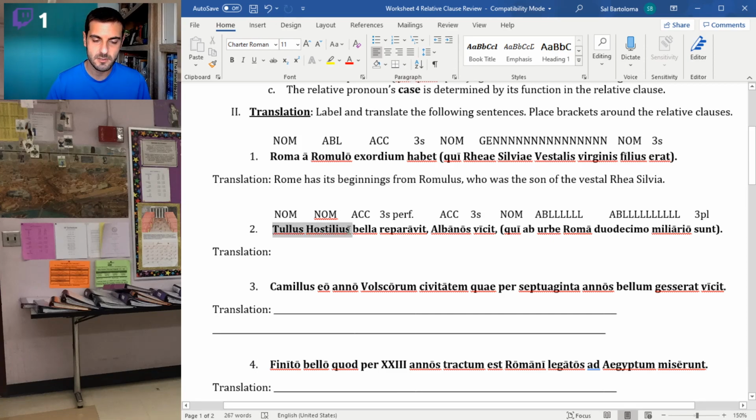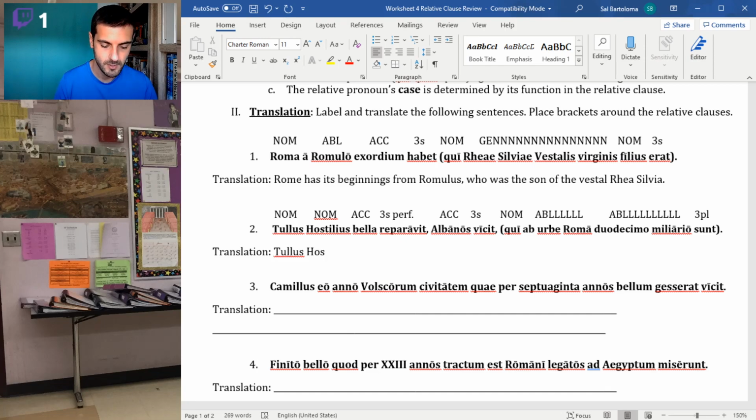So what did Tullus Hostilius do? Reparo, literally he prepared again, he prepared again wars. So the idea here is that Tullus Hostilius, who was the third king of Rome, he brought back wars. Romulus, the first king, was very bellicose, he was very warlike, and he waged a lot of wars. His successor, Numa Pompilius, was very peaceful, and Tullus came back and brought back war.